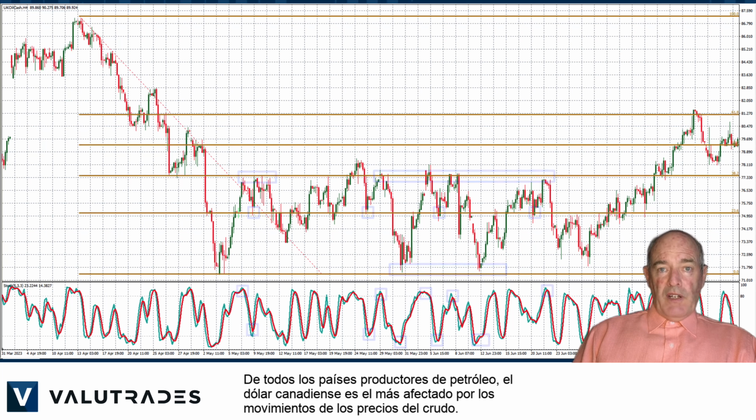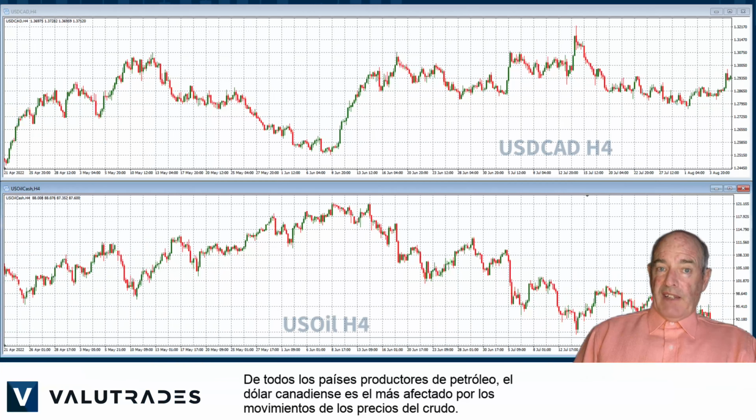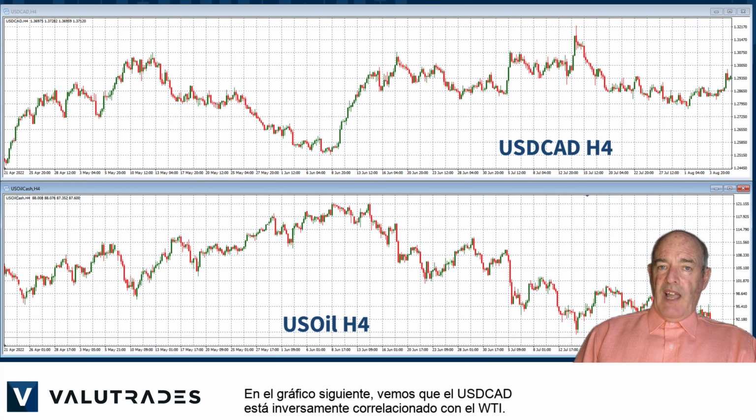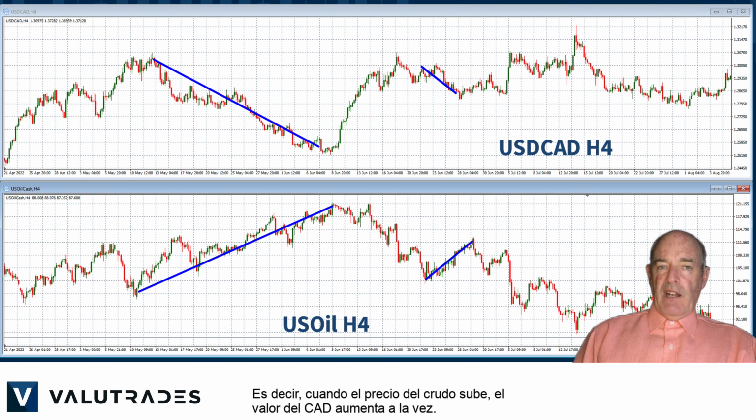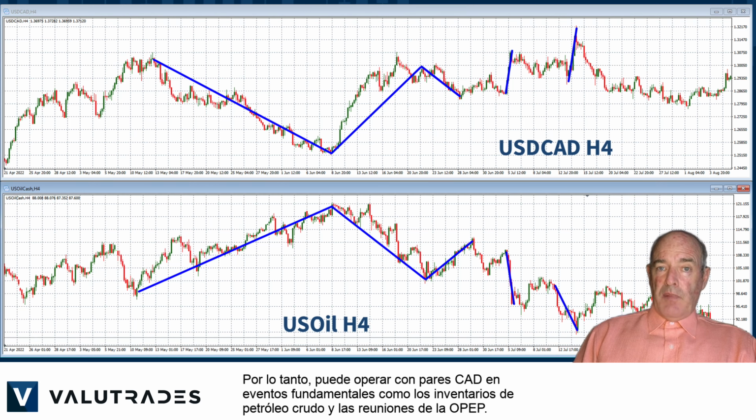Of all the oil-producing countries, the Canadian dollar is the most affected by movements in the crude oil pricing. In this chart, we see that dollar CAD is inversely correlated to WTI. That is, when the price of crude oil rises, the value of the Canadian dollar increases in tandem. Therefore, you may trade Canadian dollar pairs on fundamental events like crude oil inventories and OPEC meetings.